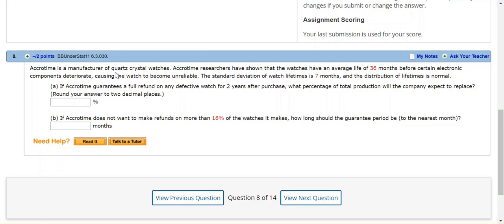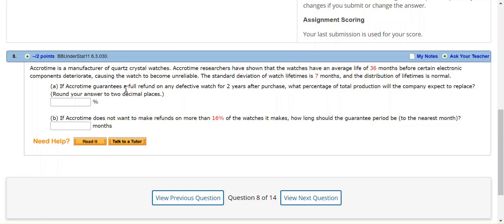You have this watch manufacturer, and they have shown that the average life of their watch is about 36 months. After that time, the watch can become unreliable. The standard deviation of watch lifetime is 7 months. So this 36 months is the average with a standard deviation of 7 months. And they have found that the distribution of lifetimes is approximately normal.